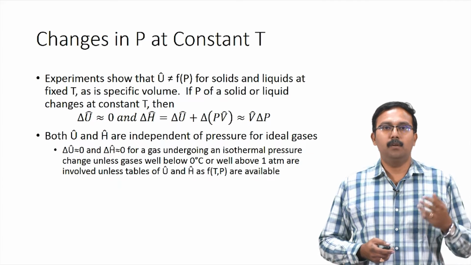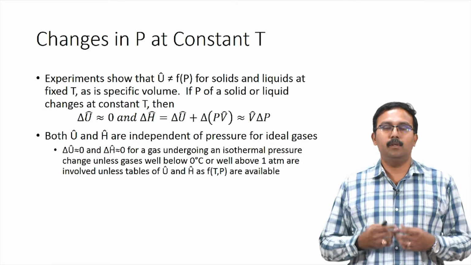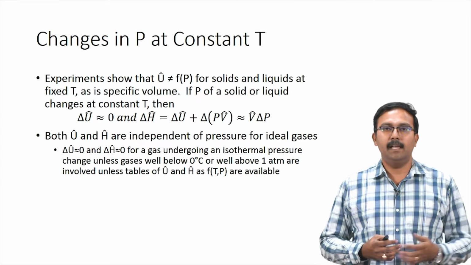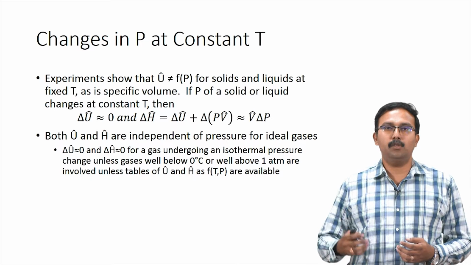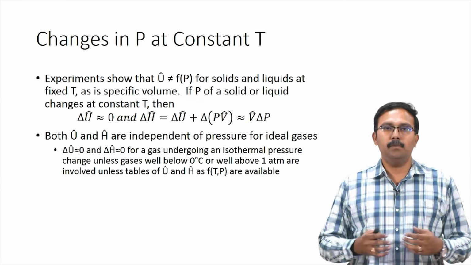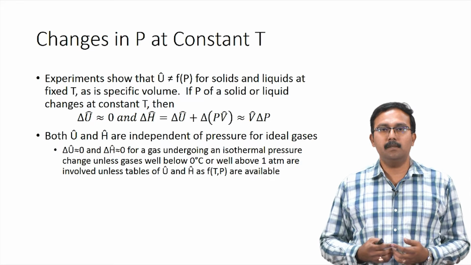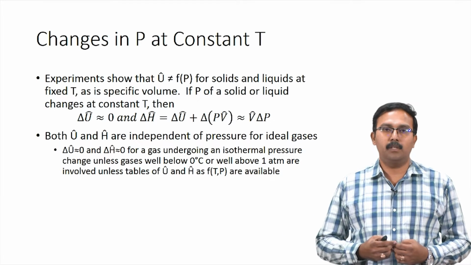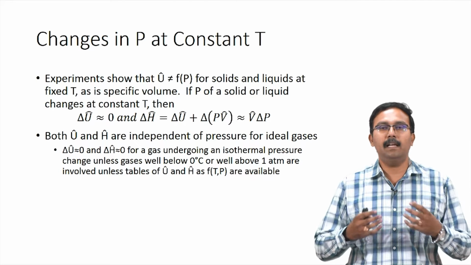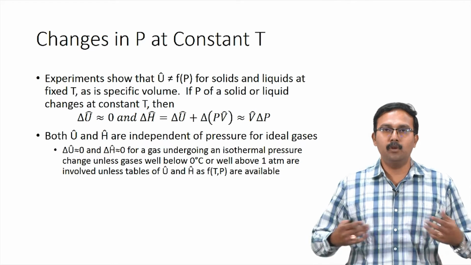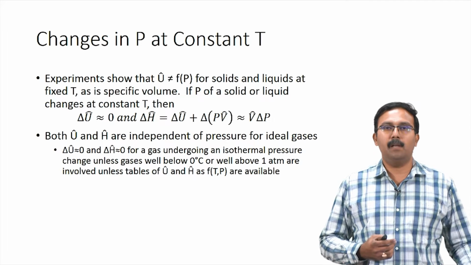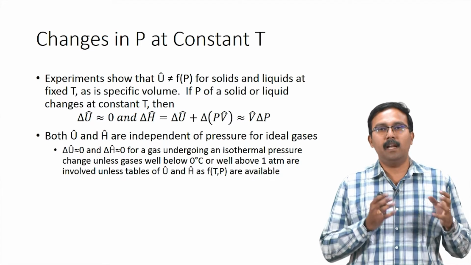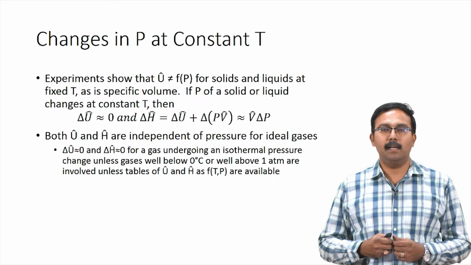For ideal gases, both U cap and H cap are independent of pressure. So, you can assume that change in specific internal energy and specific enthalpy would be 0 for ideal gases. If you have a gas which is undergoing an isothermal pressure change, then you would assume this to be 0 even for real gases because it is almost negligible, unless the gases are at conditions well below 0 degrees Celsius or well above 1 atmosphere. Under these conditions, the ideality of the gases becomes questionable. We cannot assume ideal gas behavior where temperature is well below 0 and pressure is well above 1 atmosphere. Because of this, we would want to use these values for specific internal energy and specific enthalpy while performing energy balance calculations.